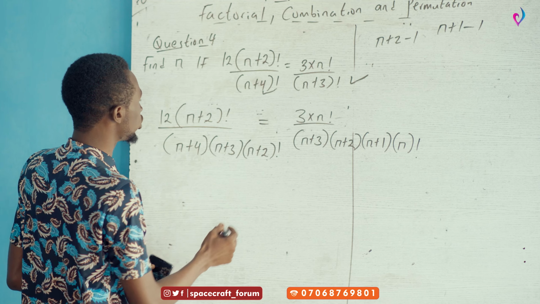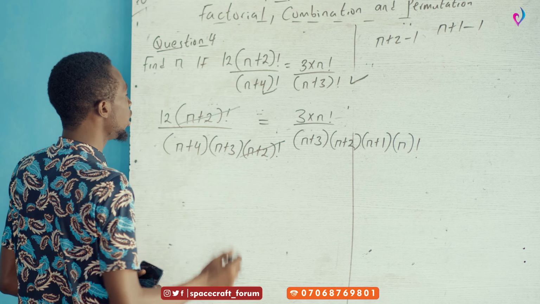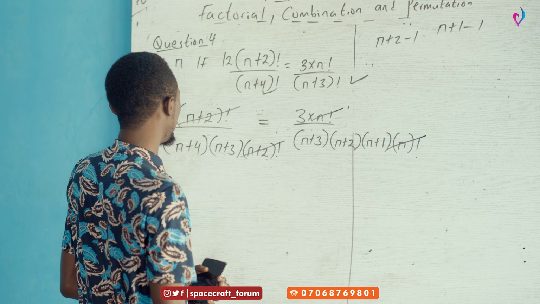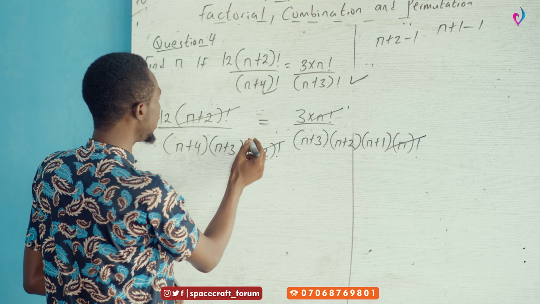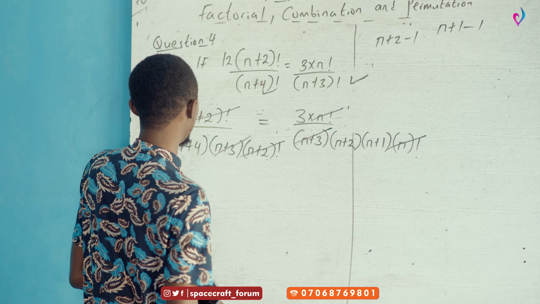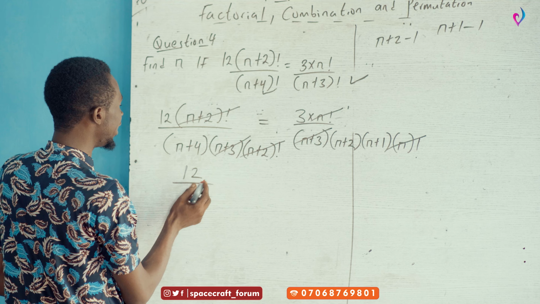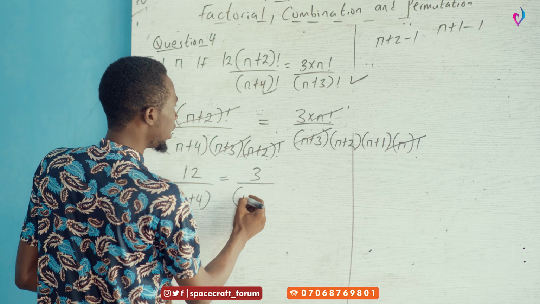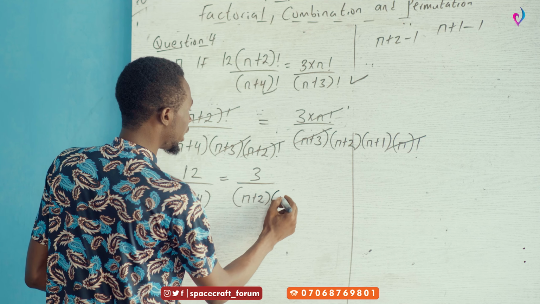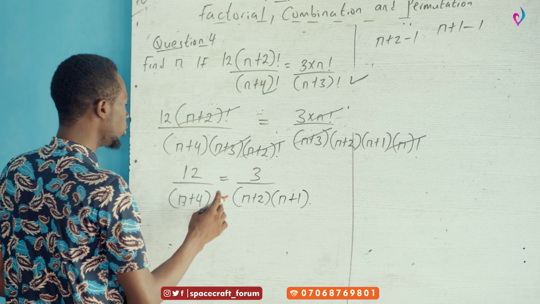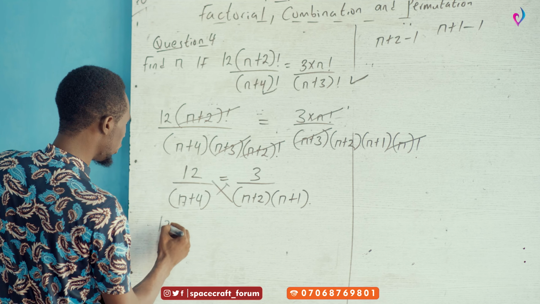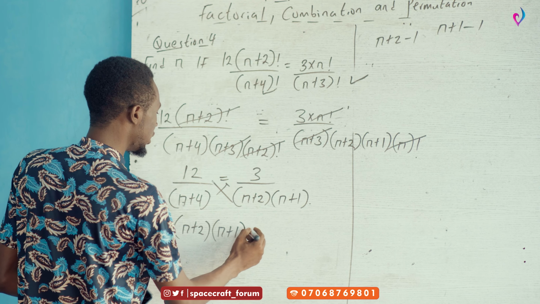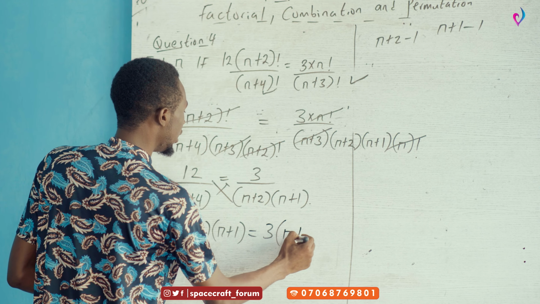Let's check what can cancel out. So n plus 2 factorial can easily cancel n plus 2 factorial. Then n factorial can also cancel n factorial here. Let's check again. Then n plus 3 can also cancel n plus 3. So from this side we are left with 12 divided by n plus 4 is equal to 3 divided by n plus 2 close bracket, then open bracket, n plus 1. From here we can cross multiply. We have 12 into bracket n plus 2 close bracket, open bracket, n plus 1 close bracket is equal to 3 open bracket n plus 4.